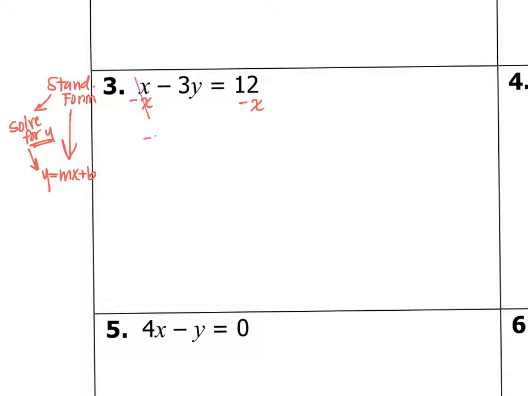So we end up with negative 3y equals 12 minus x. Actually, I'm going to write that as negative 3y equals negative x plus 12, which means the same thing. Now, to get y by itself, I'm going to divide by negative 3 to everybody. Notice how I divided by negative 3 to get y by itself, which means the whole right side had to be divided by negative 3.